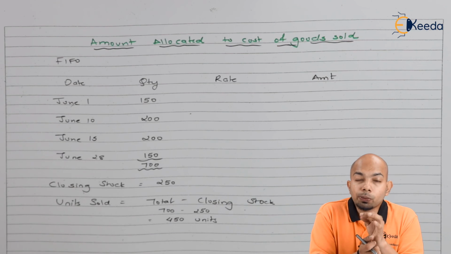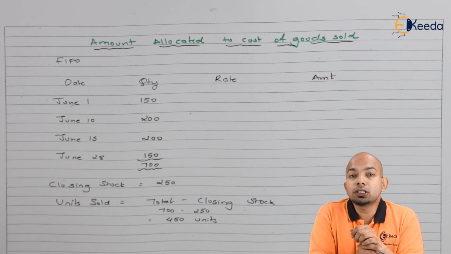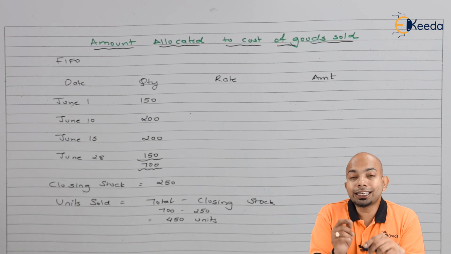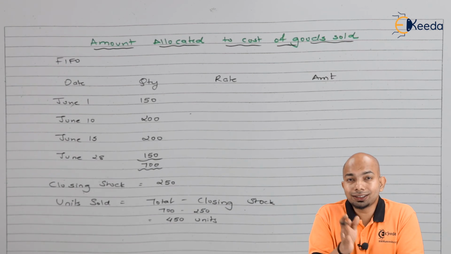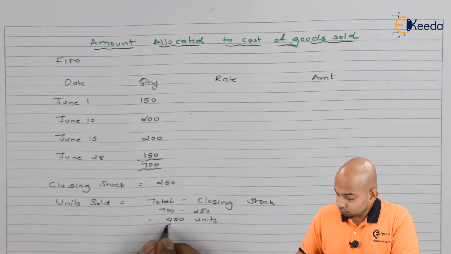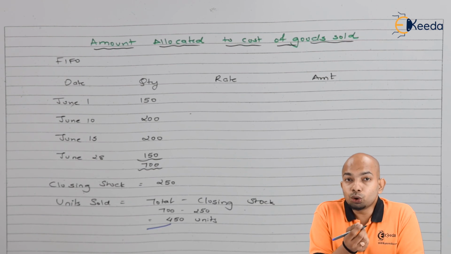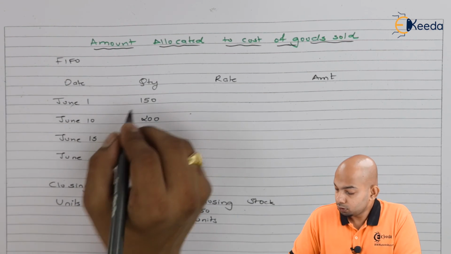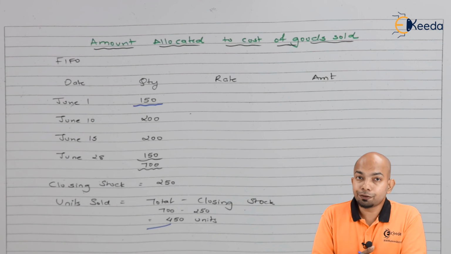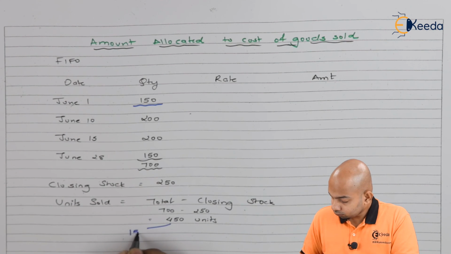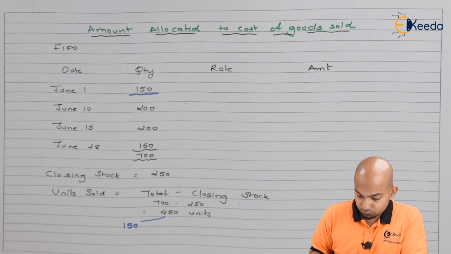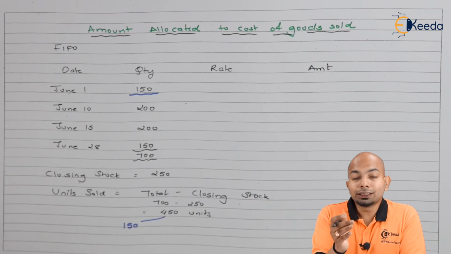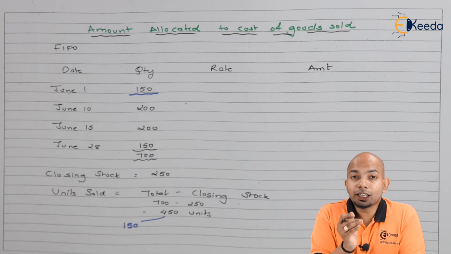So for 450 units, we'll be taking the first item, that means FIFO, first in, first out. So we'll be taking the whole of it. Now for 450, we'll divide it into 3 segments. If you see on June 1, we have a quantity of 150. So we can take the whole 150 together. So out of 450, 150 is gone. So the balance left is 300 items. That means 300 items are yet to be adjusted.